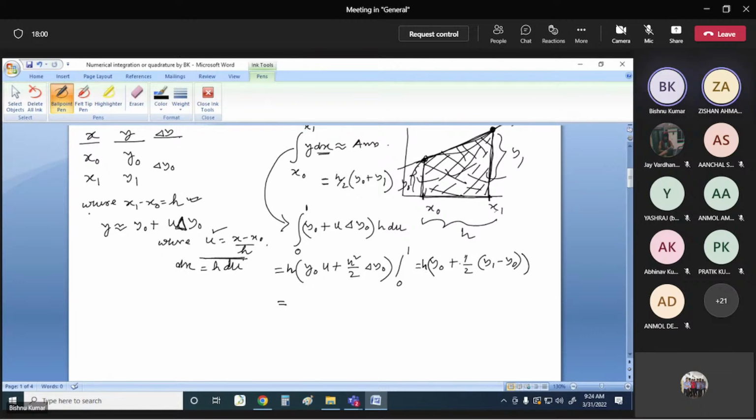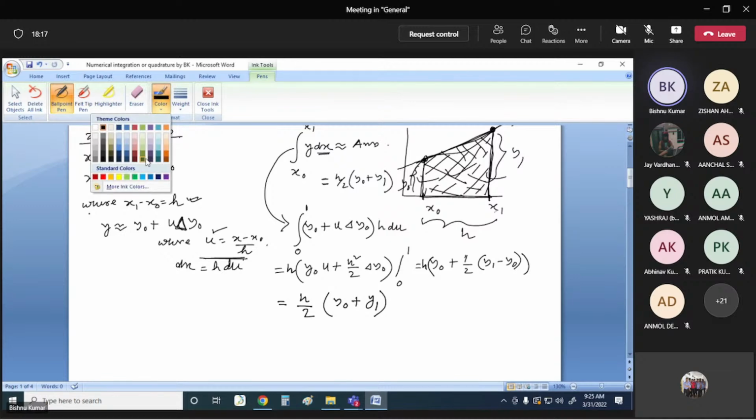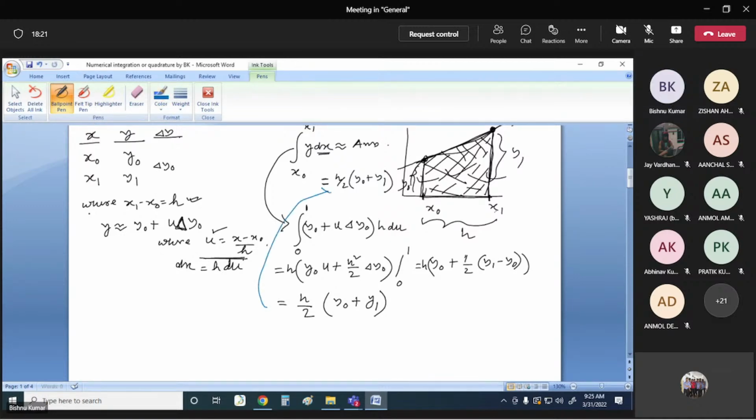Okay. After rearranging this, you just take half common outside. So h by 2. What will be the inside? Inside will be the y0 plus y1. Okay. Same result you are getting along with the previous, what I told you in discussion. You just see this value is nothing but this value. And that is why this is known as the trapezoidal rule.